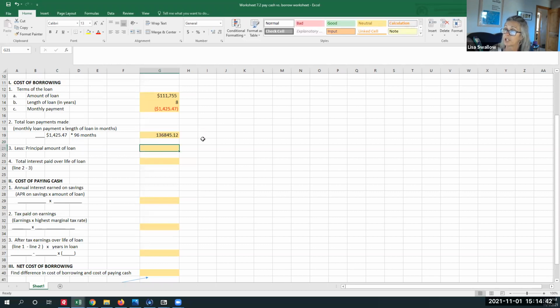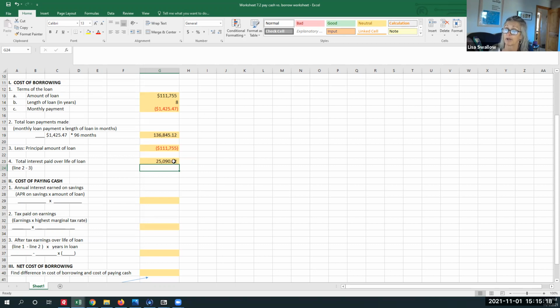So over the life of the loan, I'm going to pay back $136,845.12. The principal amount of the loan was $111,755. So the difference between those two numbers is obviously the interest that I've paid. So over the course of it, I'm going to pay $25,090.12 in interest.